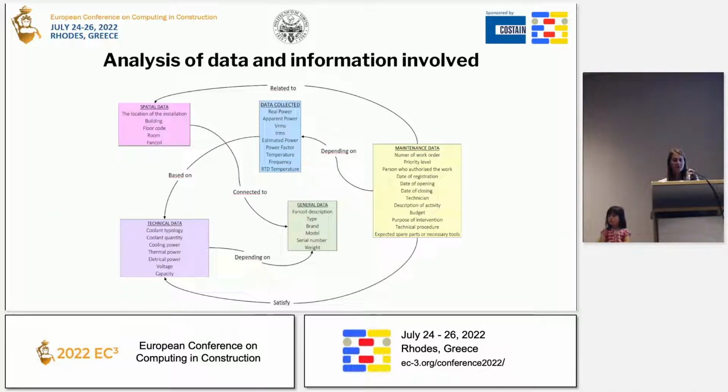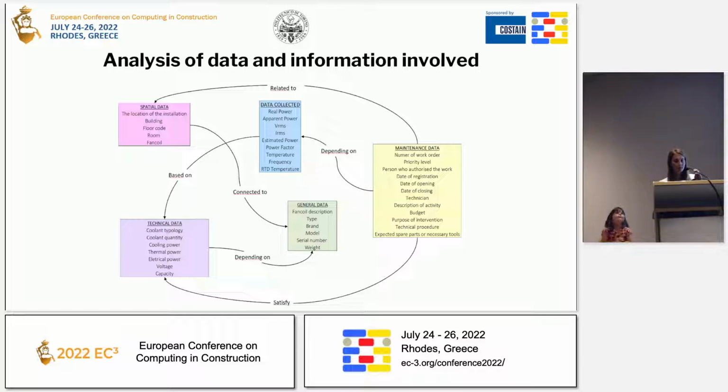This diagram contains all the information required for the maintenance management of a Fan Coil Unit. They are grouped according to the type of data collected, and this diagram is the basis for the data and information analysis phase. In particular, we have a series of general data linked to the technical data and data related to the environment in which the fan coil is located.